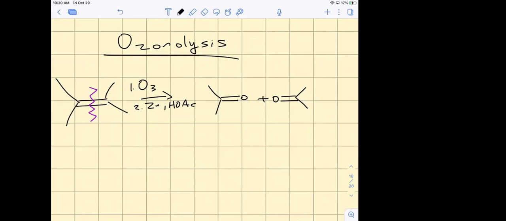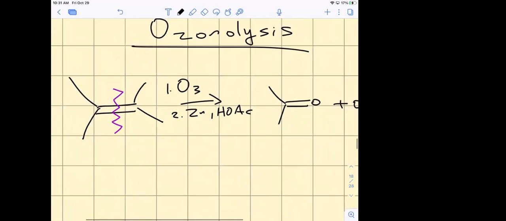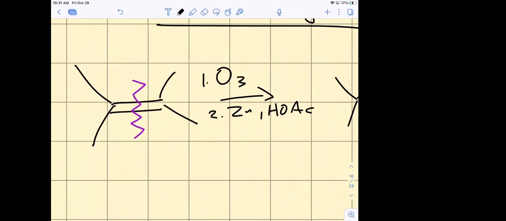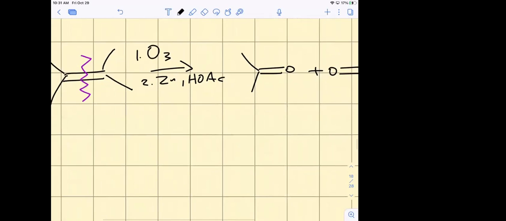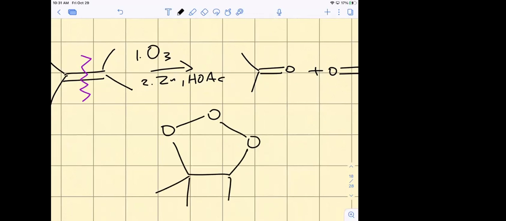I'm going to pull up the slide because that mechanism is long. I'm just going to walk you through it, but I'll pull up the slide for that. I don't see it. Go ahead. What's the problem? Like, how did you separate? I'm going to show the mechanism to show how the actual alkene gets separated, right? But there's an intermediate, what we call a molozonide. So in this case, it would look like this. So this is the intermediate.